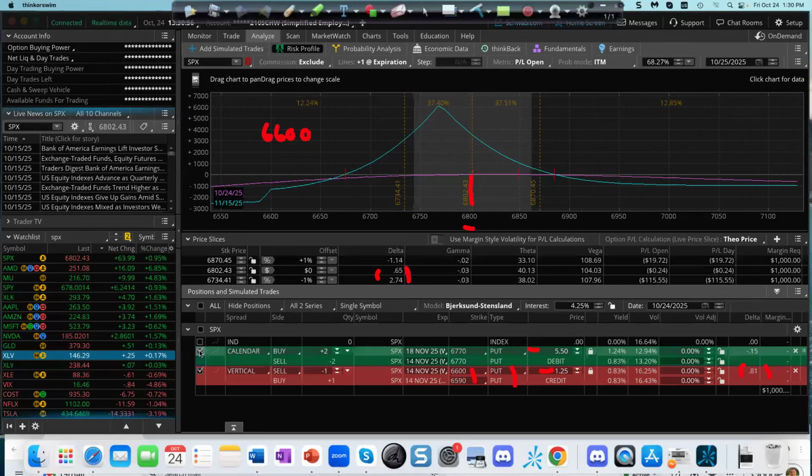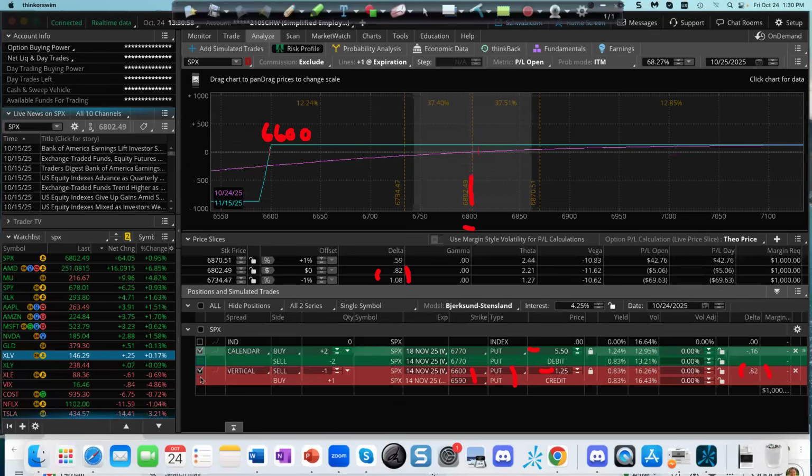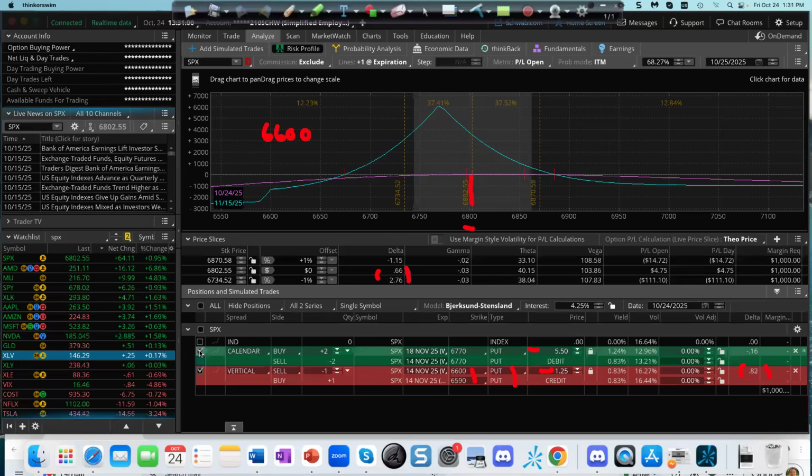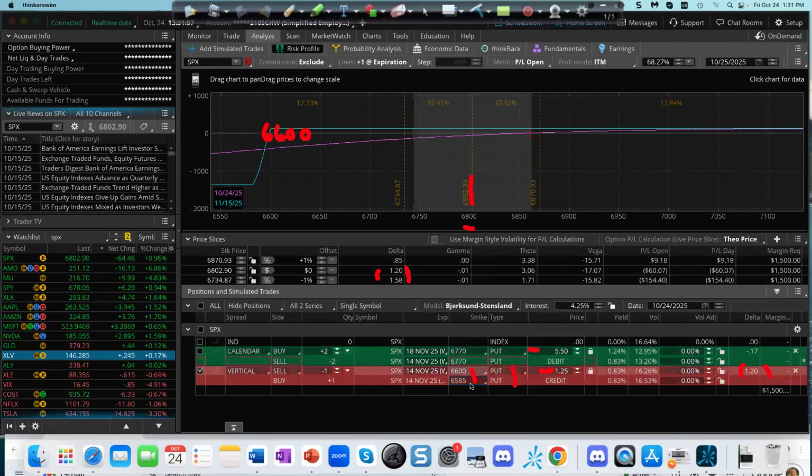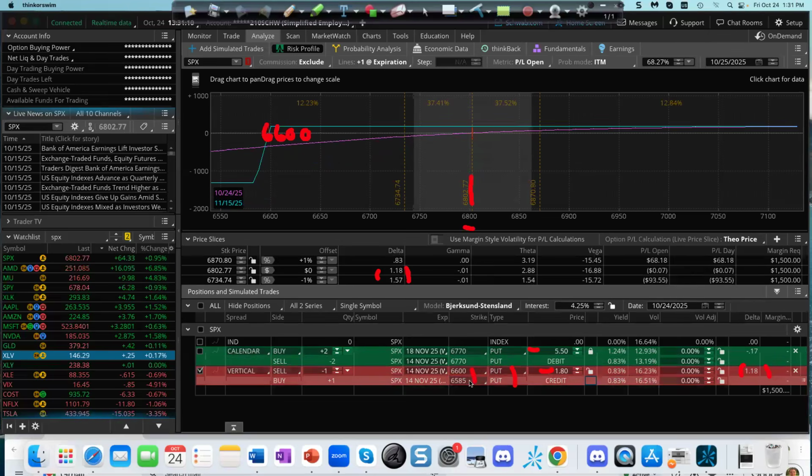Technically, what I could do here, if I want to put just a little bit more money into this trade, since this is like $1,100 in the calendar, maybe I'd make it 15 wide. If I make it 15 wide, that'd be $1,500 minus a credit near $2. So this would be a $1,300 trade.